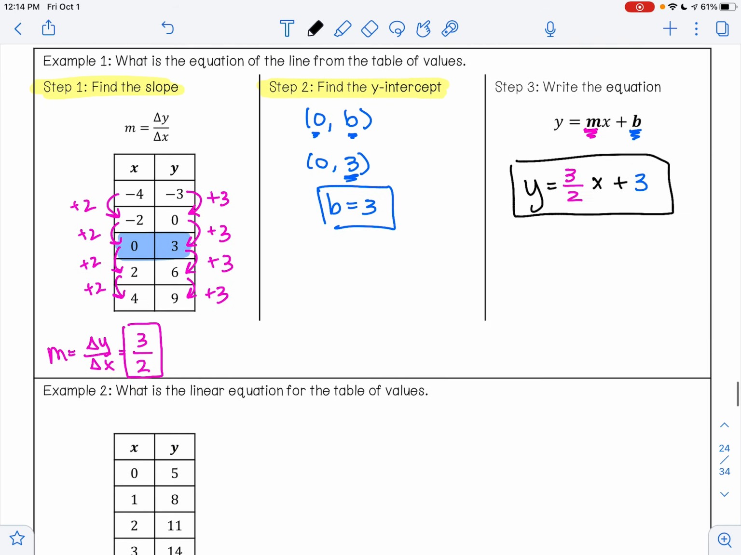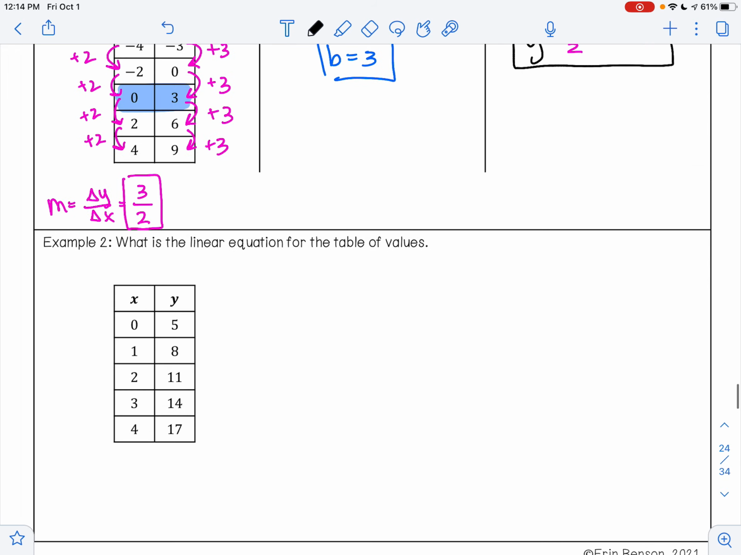Let's try the next example. It says, what is the linear equation for the table of values? So they didn't list out our steps here, but it's the same exact process that we did above. Step 1 is we want to find our slope. And I'm going to use our slope formula, which is change in y over change in x.